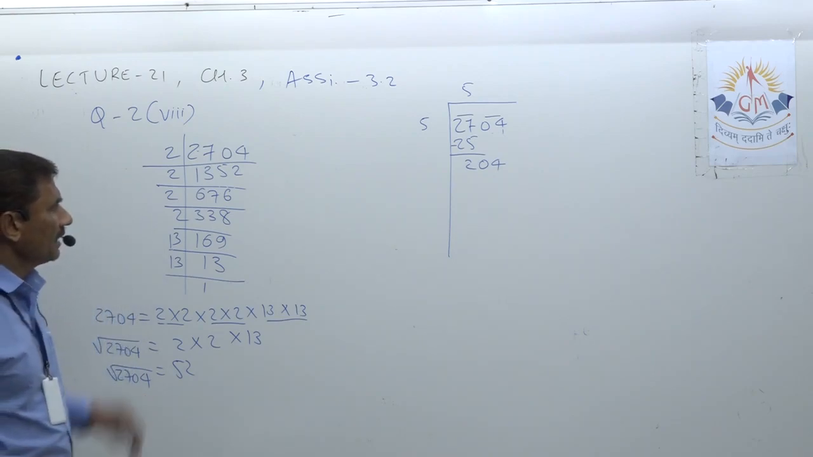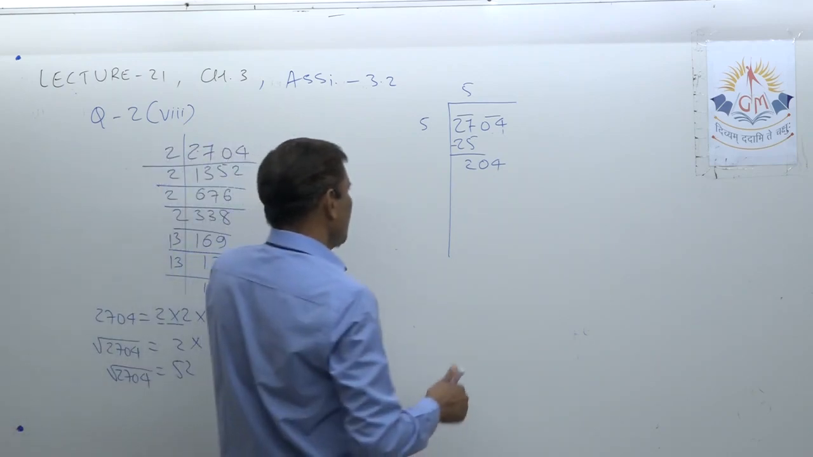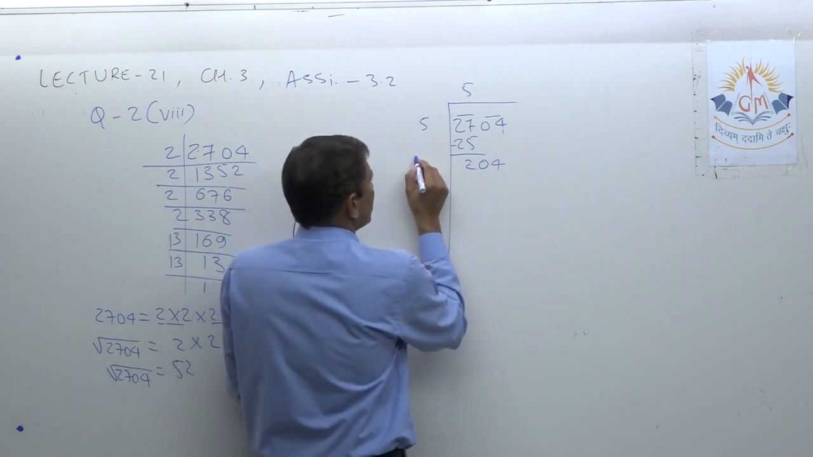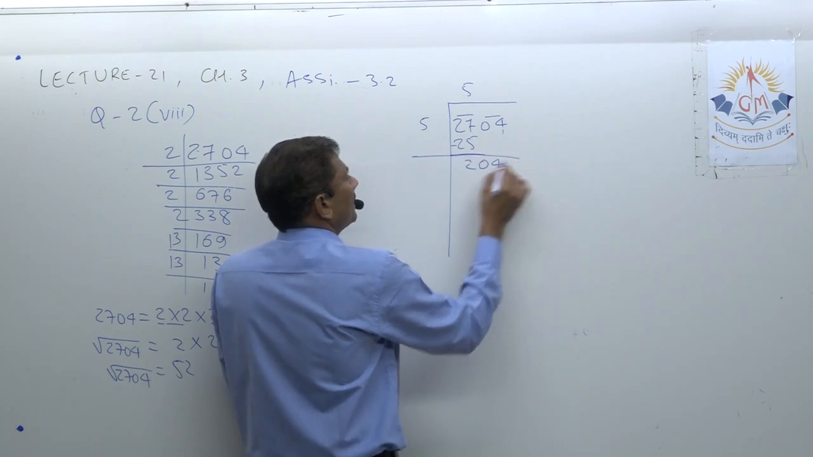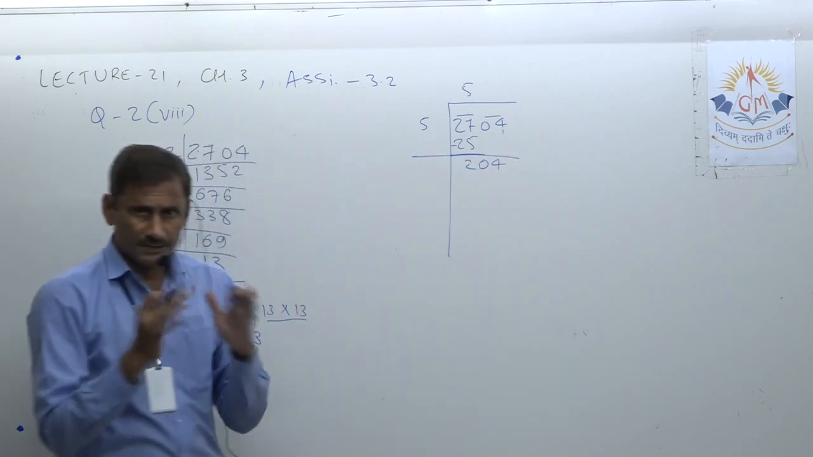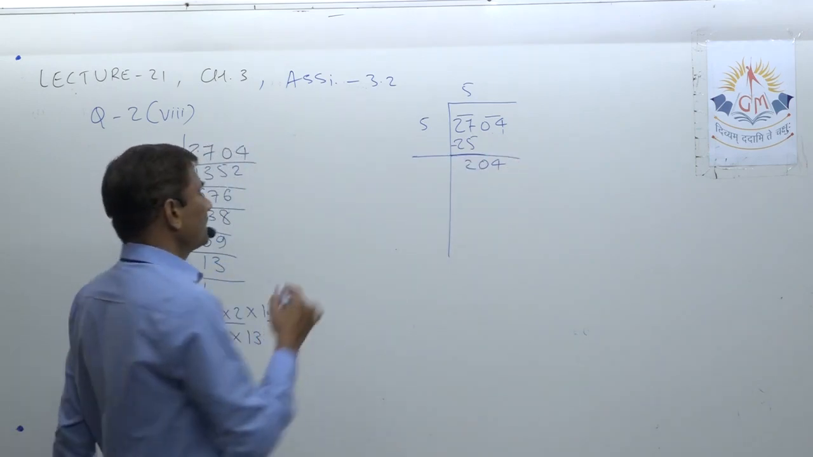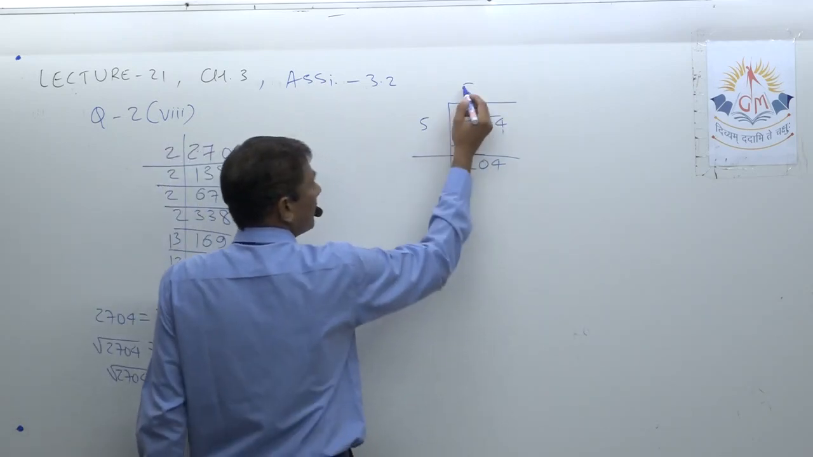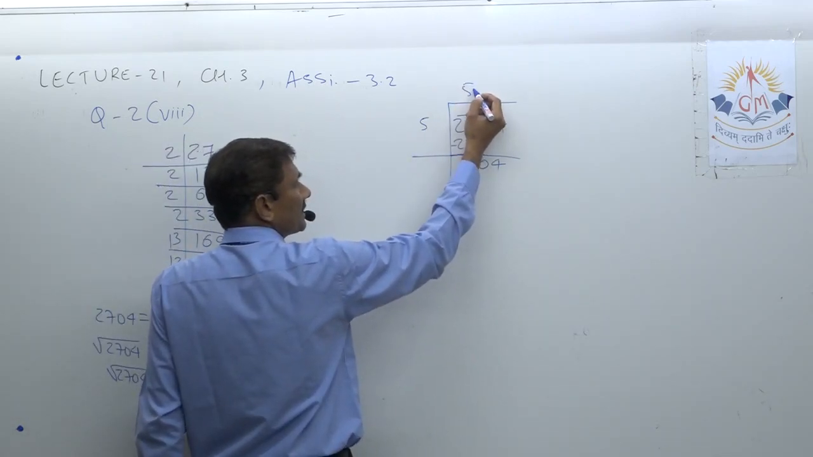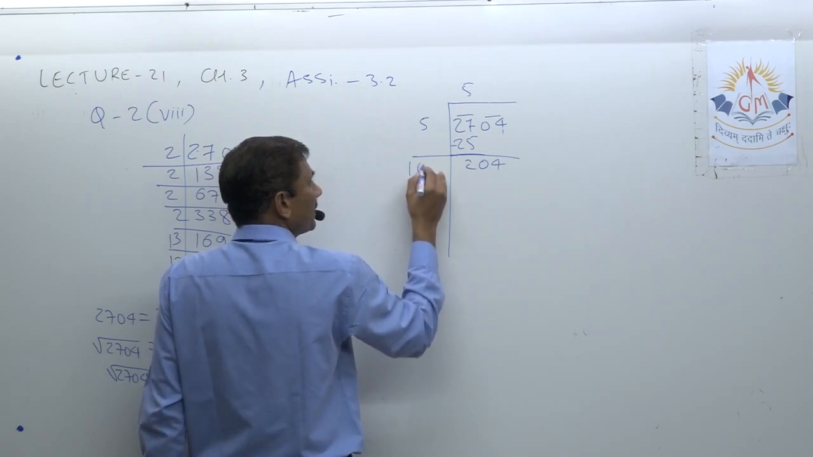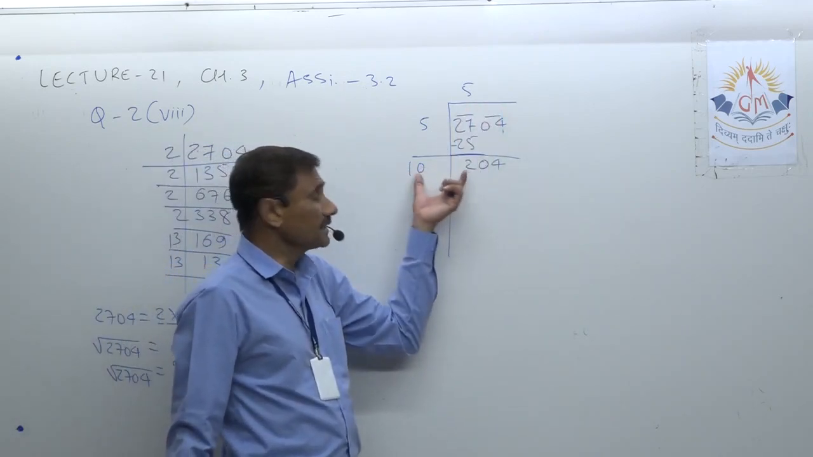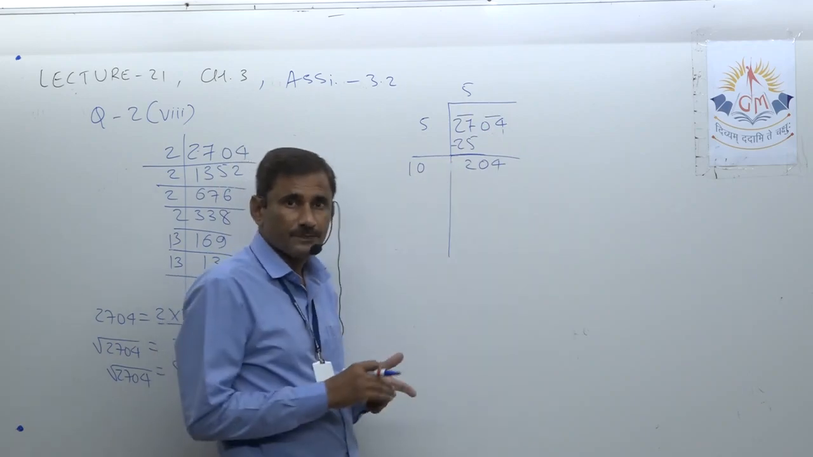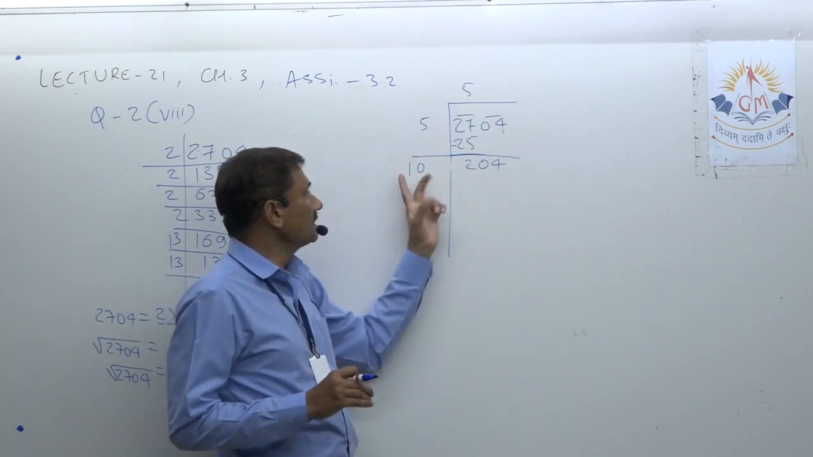Okay, now this is our second step. How to start the second step? At the second step, first of all write here the double of the quotient. Whatever the quotient is, now 5, so double it and write it down here. Understand? So before starting the next step, just double this quotient and write it down here.